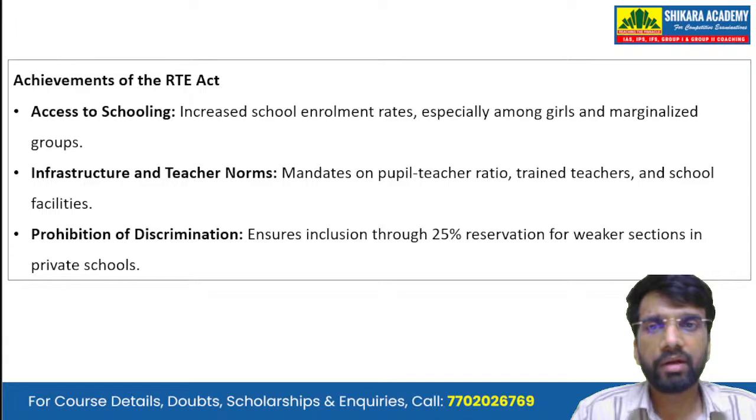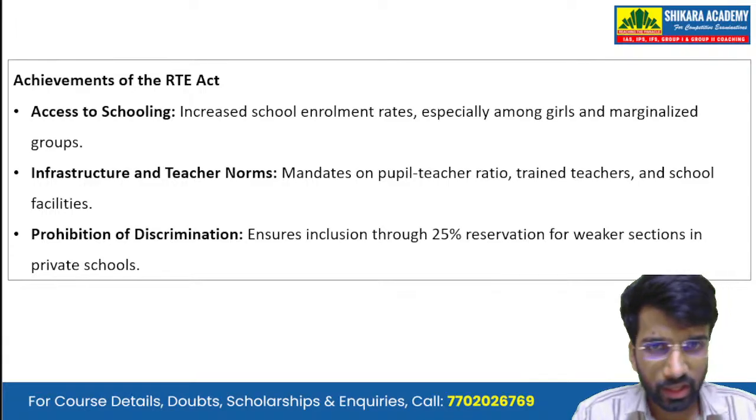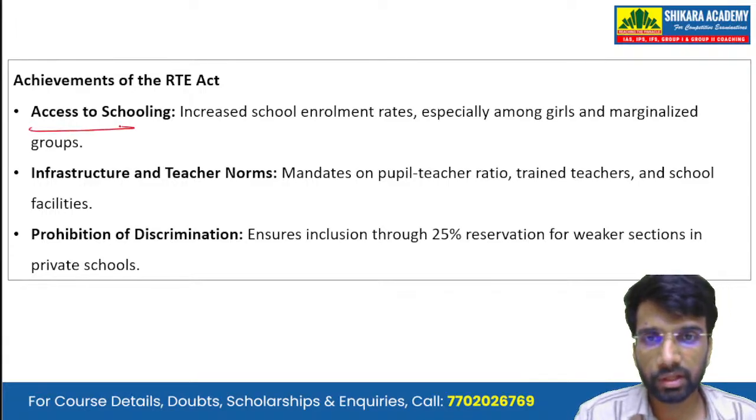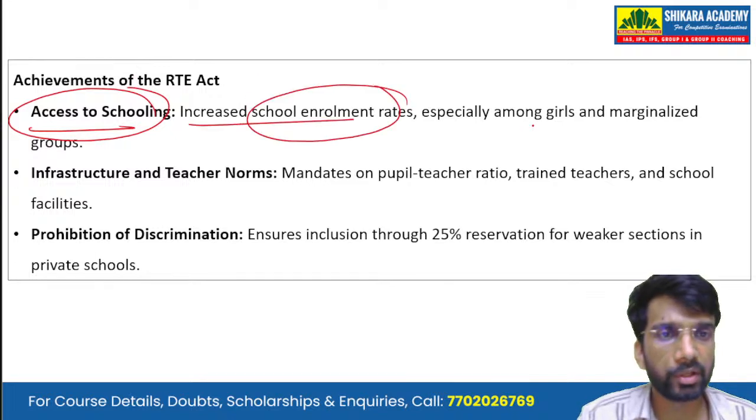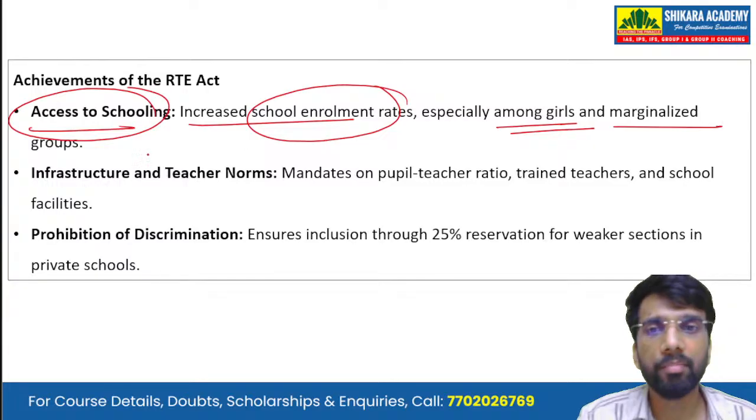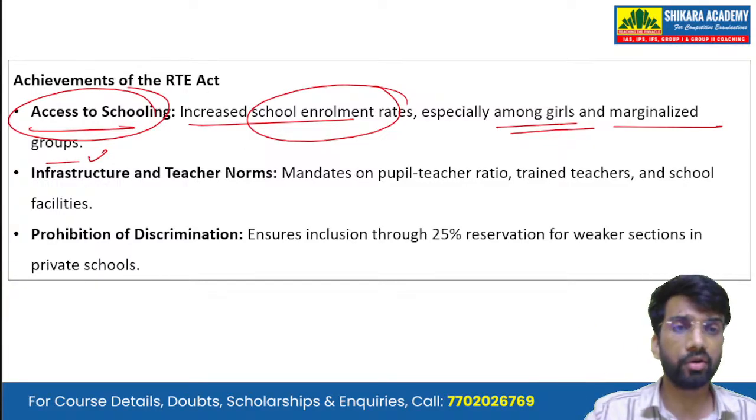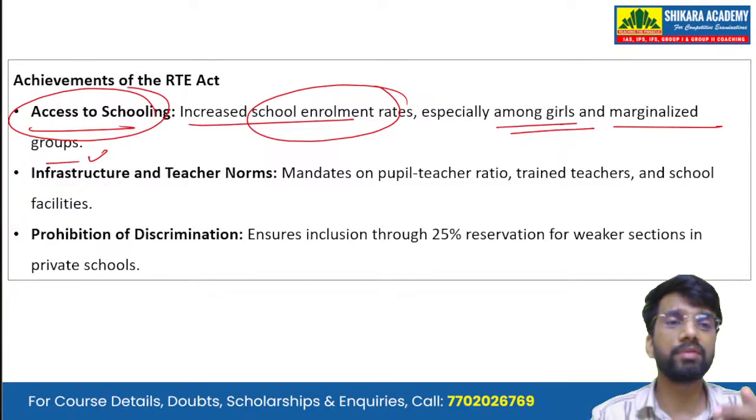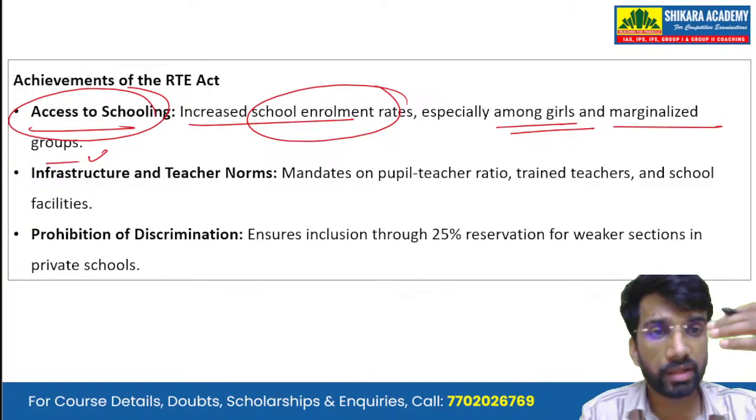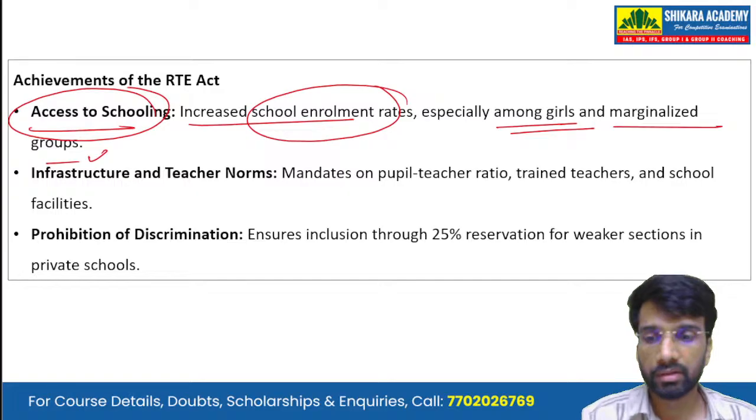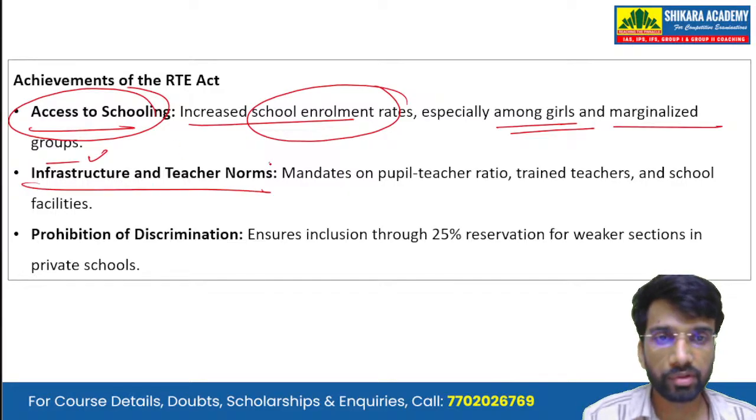So in the body, you can write about the achievements of the RTE Act, or what we have achieved. So access to schooling: there has been increased school enrollment rates, especially among the girl child and the marginalized groups. The enrollment of children of the marginalized groups, as well as the girl child, has increased substantially.